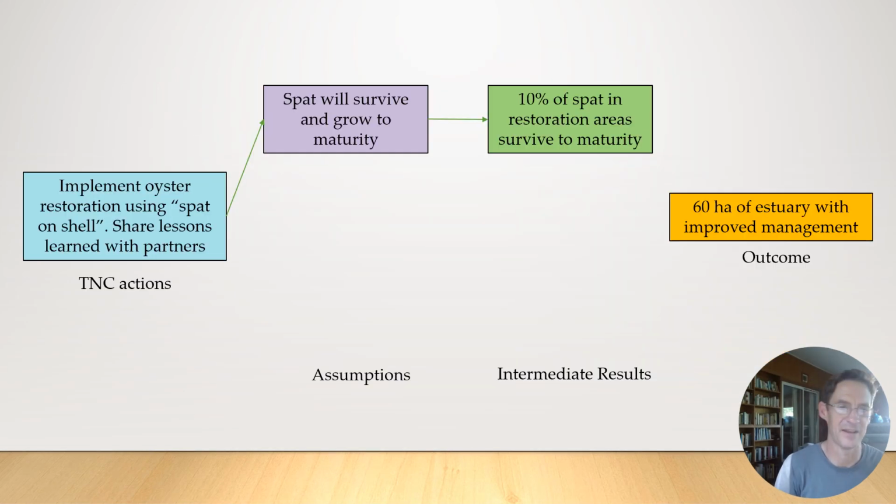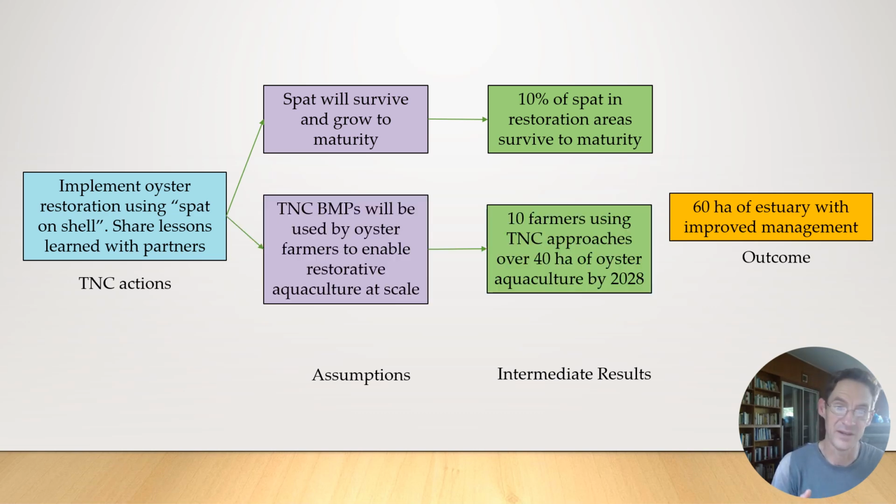So going back to Great Bay, let's talk about an example of a long-term intermediate result. In the case of this team, figuring out how to successfully restore oyster through direct TNC action was only the first step in the process. We knew we couldn't get to scale through those approaches alone. What we needed to do was develop best management practices. That's what's meant by BMPs in the purple box here, that we could then share with key partners. And in this case, our key partners were oyster farmers.